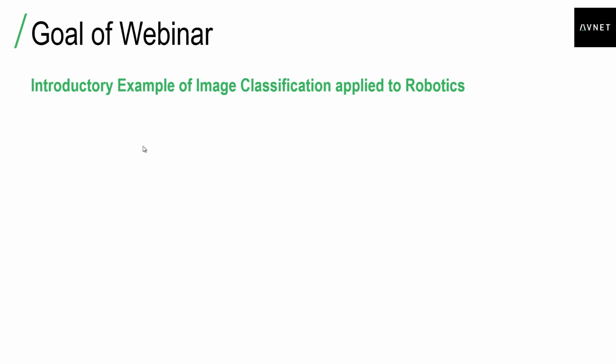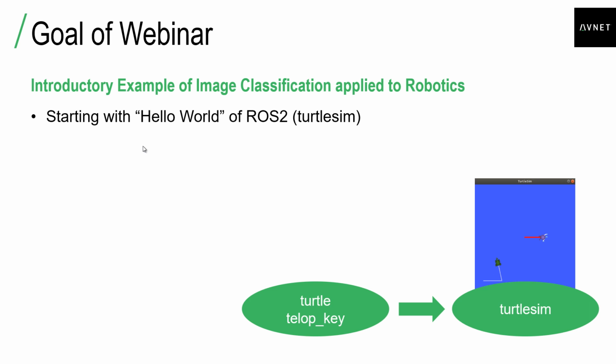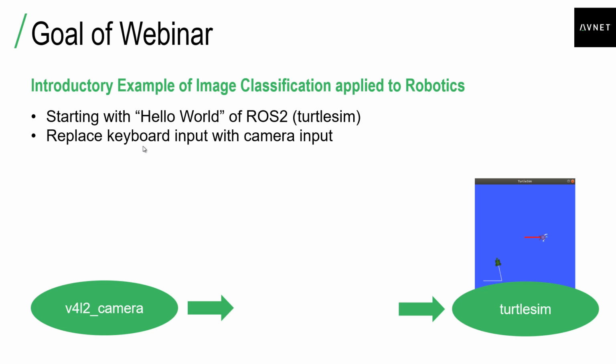We're creating an introductory example of image classification applied to robotics. So once again, we're going to be starting with the hello world of ROS2, which is the turtle sim, a very simple two-dimensional simulation where keyboard input is used to control a simulated robot. Although very deceptively simple, it still conveys all the concepts that you run into in robotics applications. So we're going to be replacing this keyboard input with camera input.